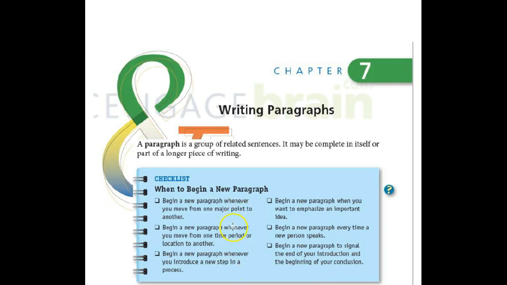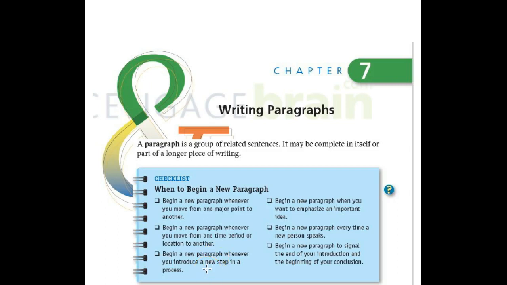So, one point to another, one time period or location to another. For instance, if I'm writing a blog about my vacation last summer, if I went to New York and then I went to LA, I'm going to transition to a separate paragraph when I leave New York and go on to LA.